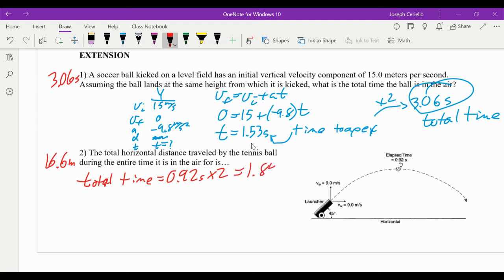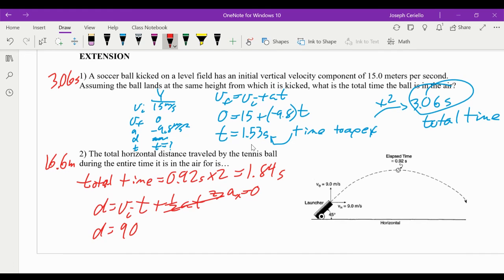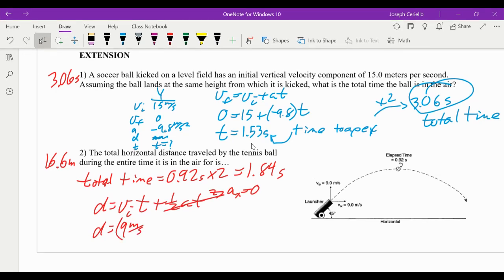So that's 1.84 seconds. Now in the x direction, to get the x range, we can use the equation d equals vit plus 1/2 at squared. But remember, ax equals 0, so that whole term goes away. So d equals, our initial velocity in the x direction doesn't change, it's 9, not 90, 9 meters per second. Our time is 1.84 seconds. So we get about 16.6 meters. All right, and there we have it.